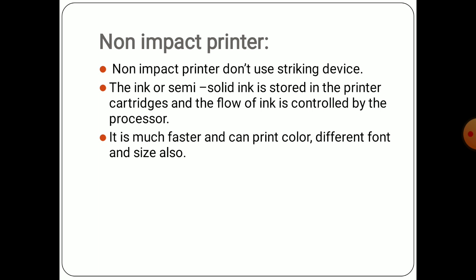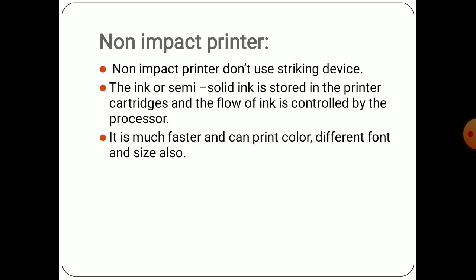The cartridge is fixed inside the system, whereas the ribbons in your impact printer are outside. If you do not handle it properly, that ink can leak. But here it is fixed inside. The flow of ink is controlled by your computer system, that is, your CPU controls it. It is much faster and can print color also, and different fonts and sizes can be used. The printing capacity of your non-impact printer is much faster than your impact printer. In your impact printer we can print only one color, while in your non-impact printer you can print multiple colors.